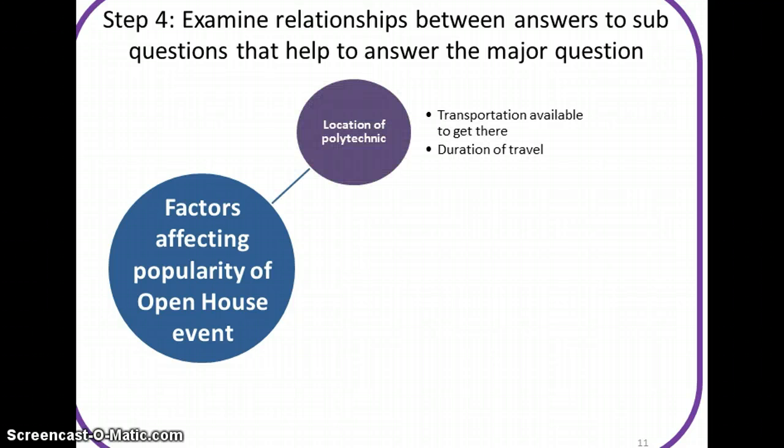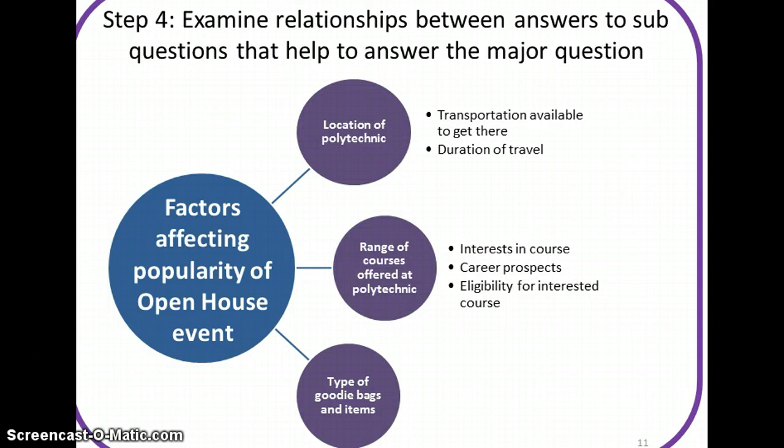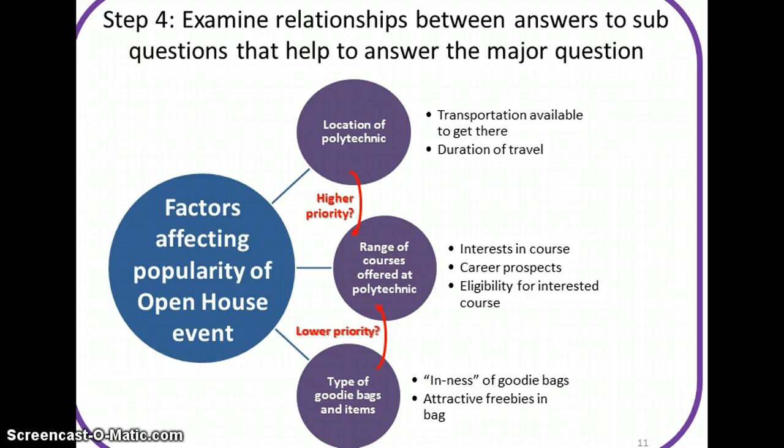Okay, so we have the factors again. Next, what do we do? You see that there's actually a link between the location of the poly and the range of courses. There's a relationship here, right? And you also see a relationship between the type of courses and the goodie bag. But you notice that the priority for the first link is much higher than the second link.